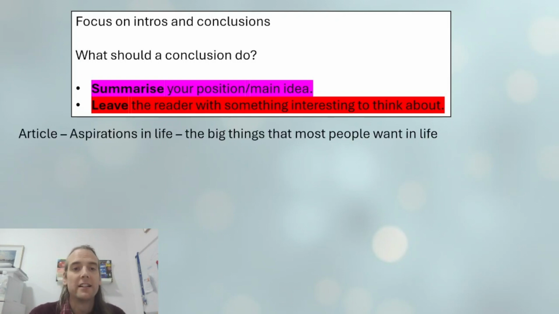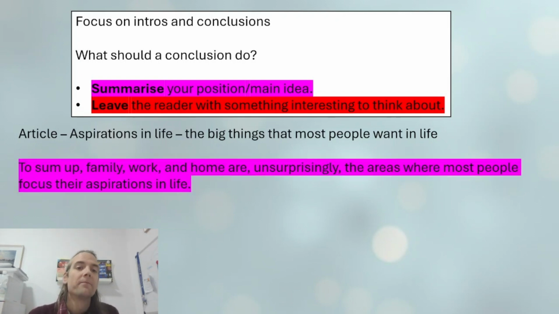Let's look at an example again. If we're talking about my article about aspirations in life, remember I was going to talk about family, work, and home. Then I might say something like, to sum up, family, work, and home are, unsurprisingly, the areas where most people focus their aspirations in life.